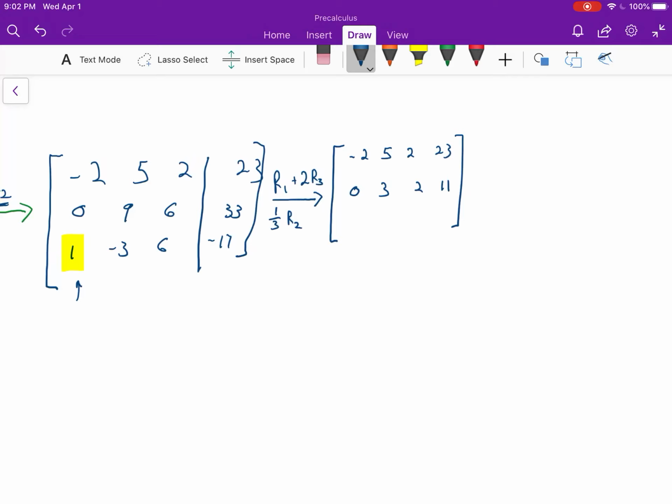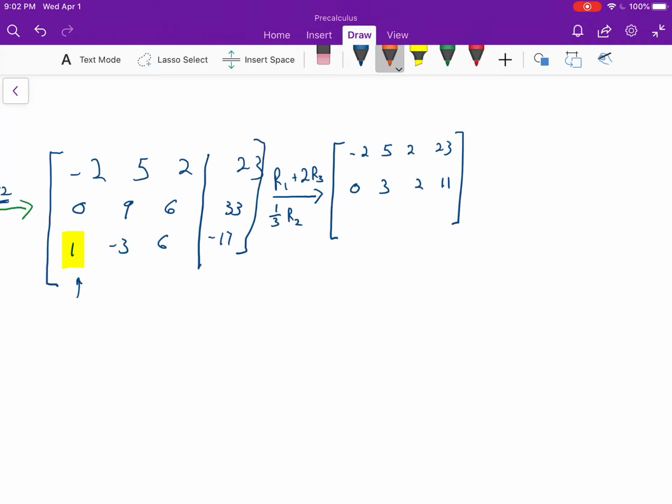And now I want to put my new row 3 in here, so I'm going to do what I did before. I have row 1, but I'm going to do 2 times row 3, and I'm going to put that in here. So 2 times 1 is 2, 2 times -3 is -6, 2 times 6 is 12, and 2 times -17 is -34. And again, what that was, I was multiplying 2 by everything in row 3. And now I can do some additions here.